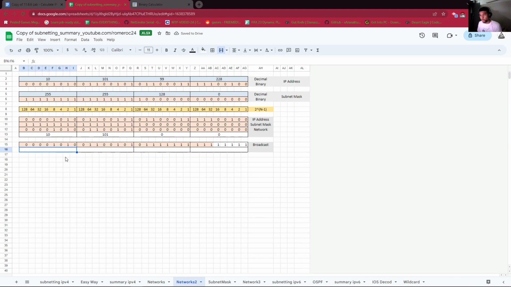So what we'll get is change them to decimal, and then we got 10, 101, and this is 64 plus 32, 16, 8, 4, 2, and 1. We get 127.